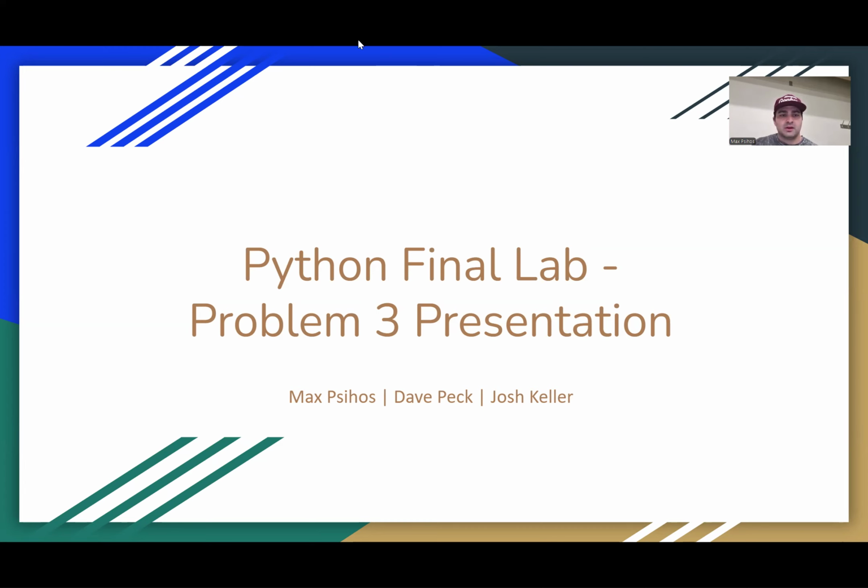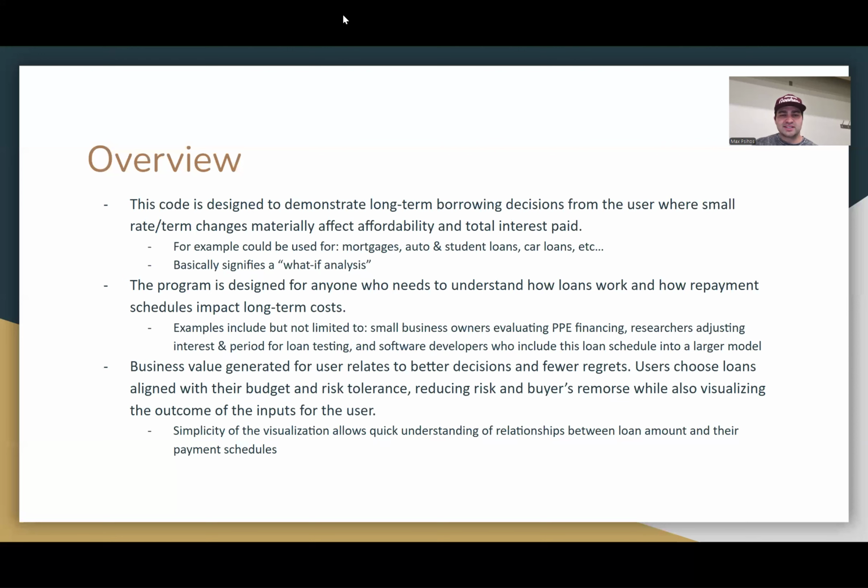There we go. The overview of this code is designed to demonstrate long-term borrowing decisions for the user, where small rate and term changes materially affect affordability and total interest paid. It's basically an amortization schedule. For example, this could be used for mortgage loans, auto loans, student loans, car loans, and everything else. It basically signifies a what-if analysis based on user inputs.